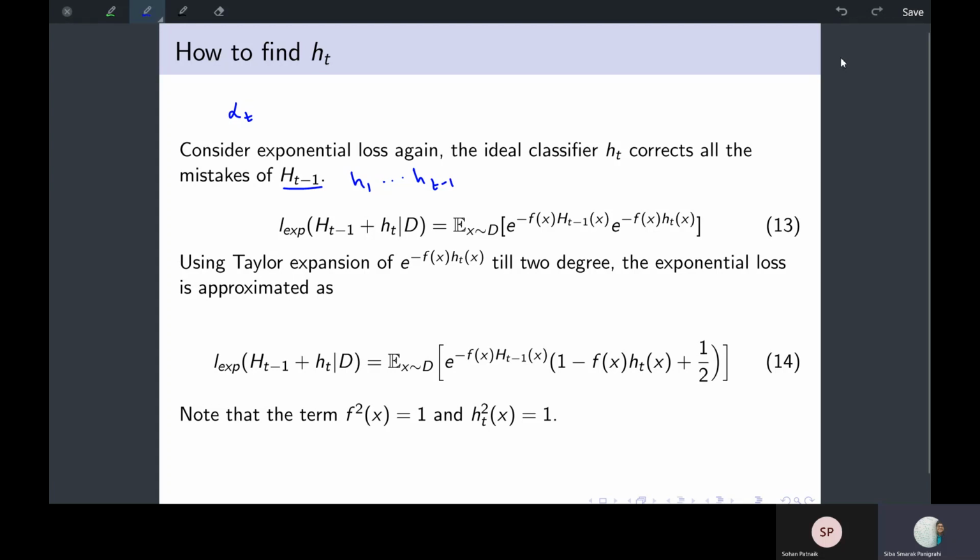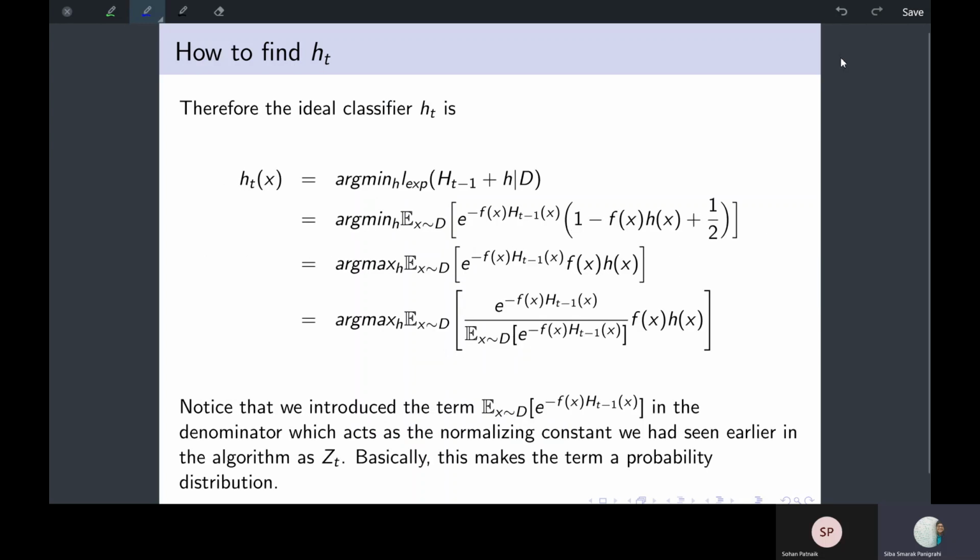Now, if we use the Taylor expansion of e to the power minus f(x) H(x) till 2 degrees, then the exponential loss can be approximated as this. This is a simple Taylor expansion. Now, why have we not used the second degree terms? This is because f(x) square equals 1 and h_t(x) square equals 1. So we have not mentioned them in the third term. For simplicity, we have just written the value 1.